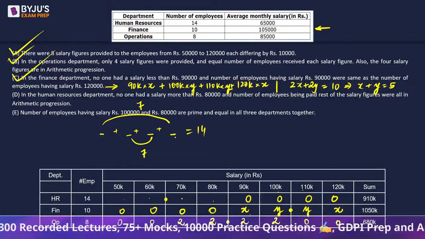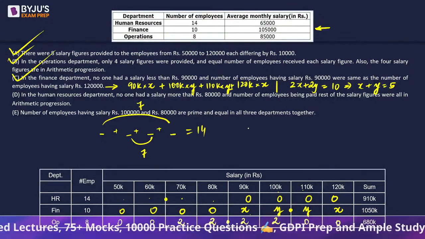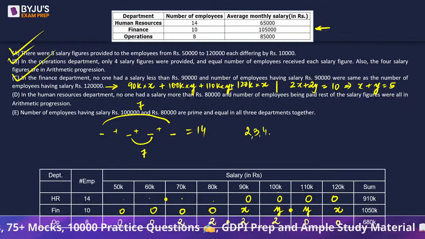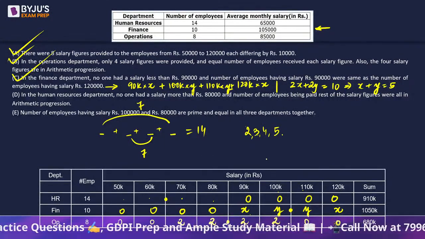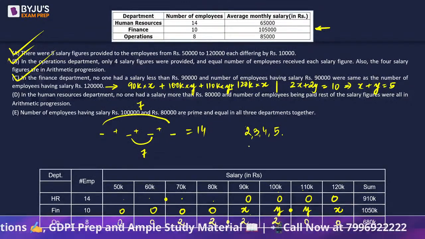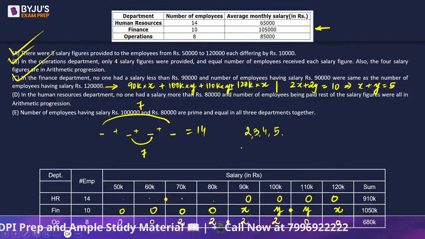So what numbers can we write? Can we say we write down 2, 3, 4, 5, such that 2 plus 5 is 7, 3 plus 4 is 7? Or can we have any other possibility?